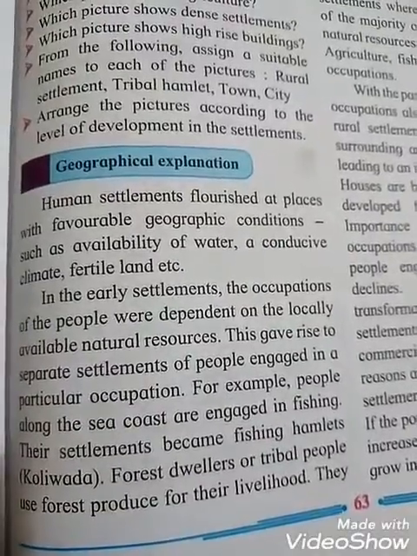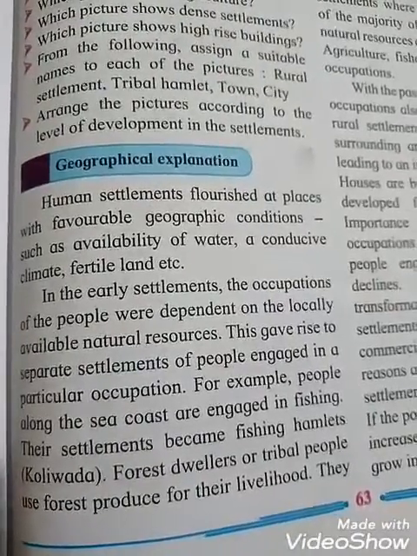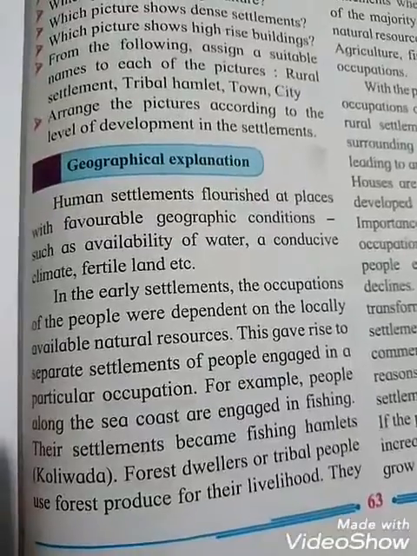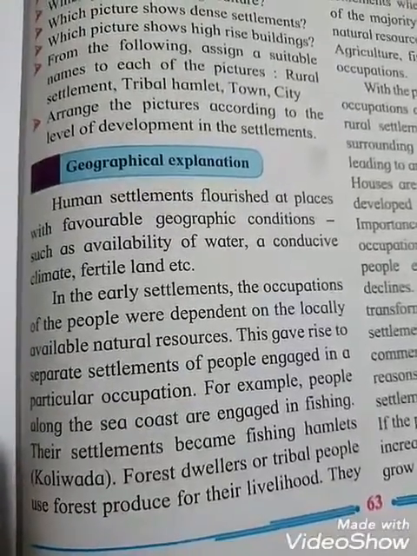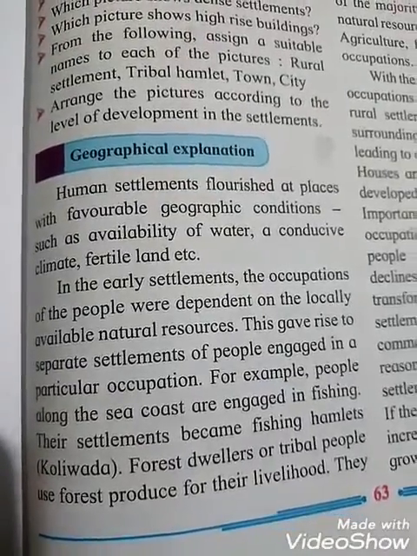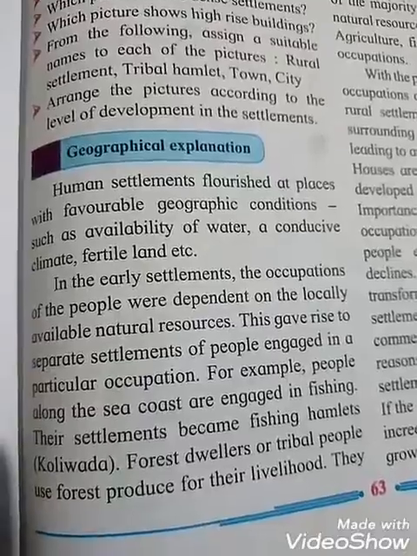That means the climate should be favorable, the geographical conditions favorable, and a water facility should be available at that place. A conducive climate and fertile land are all very important, and if all of this is there, then only will human settlement flourish at a place. Okay. In the early settlements, the occupations of the people were dependent on the locally available natural resources.